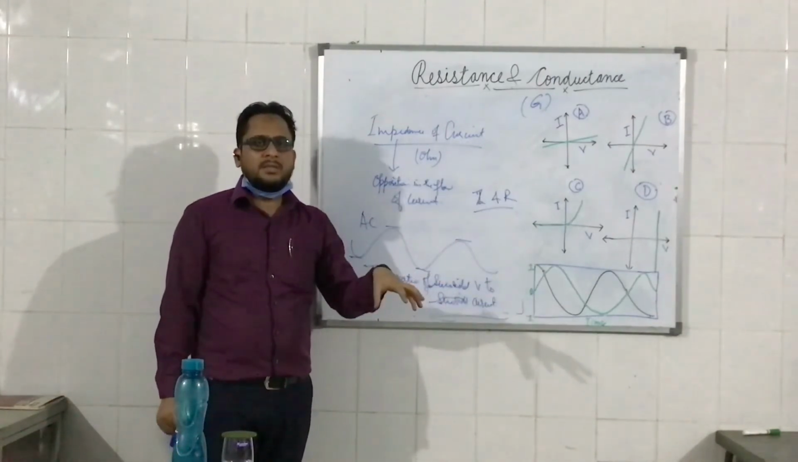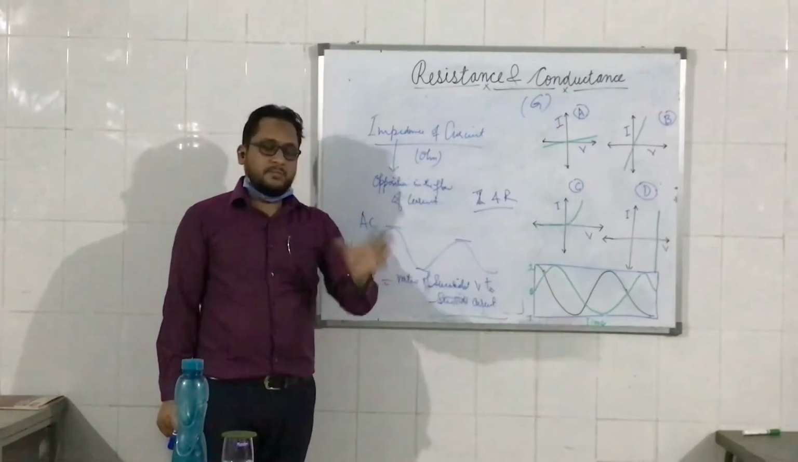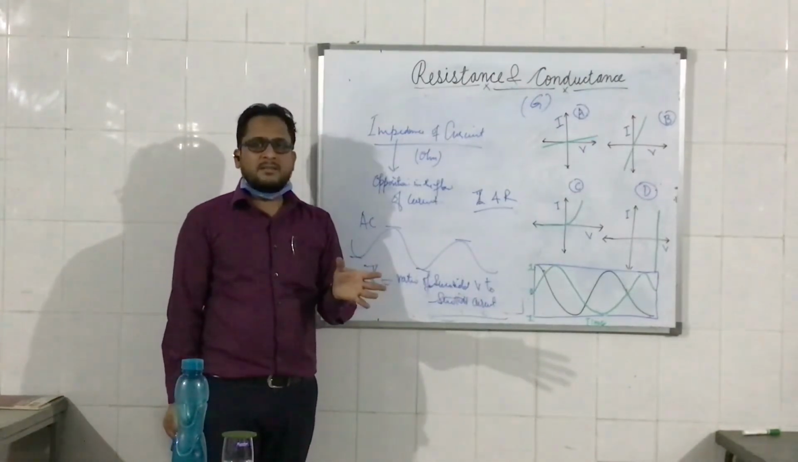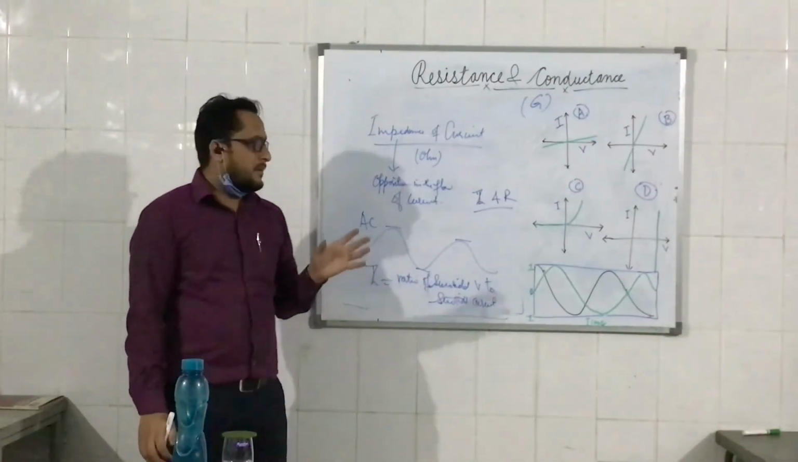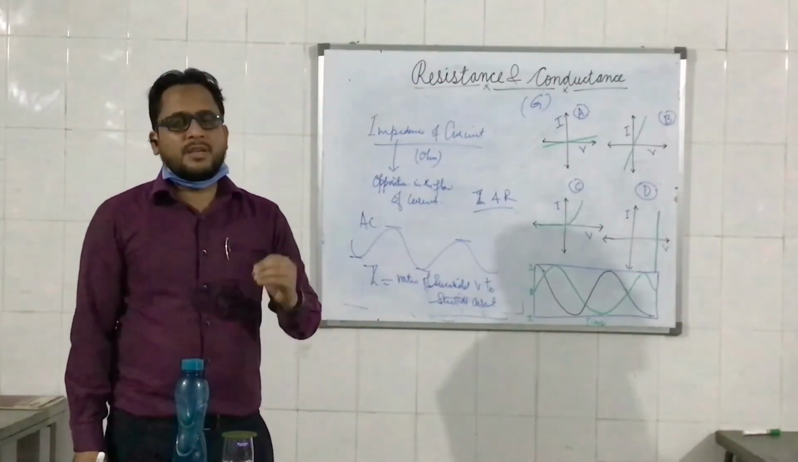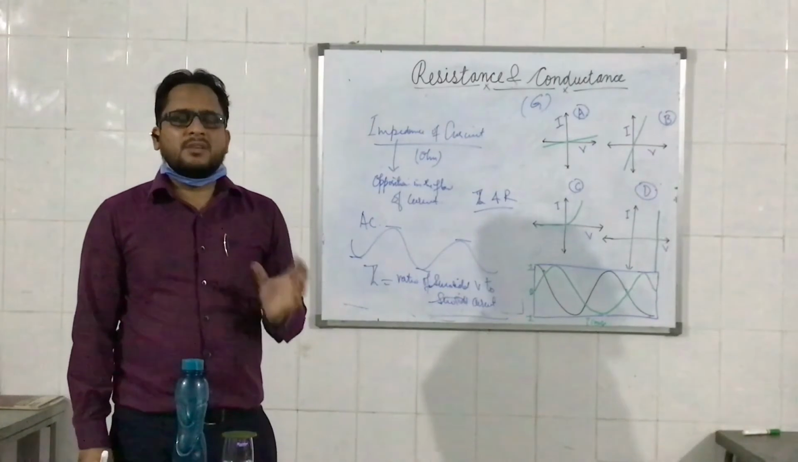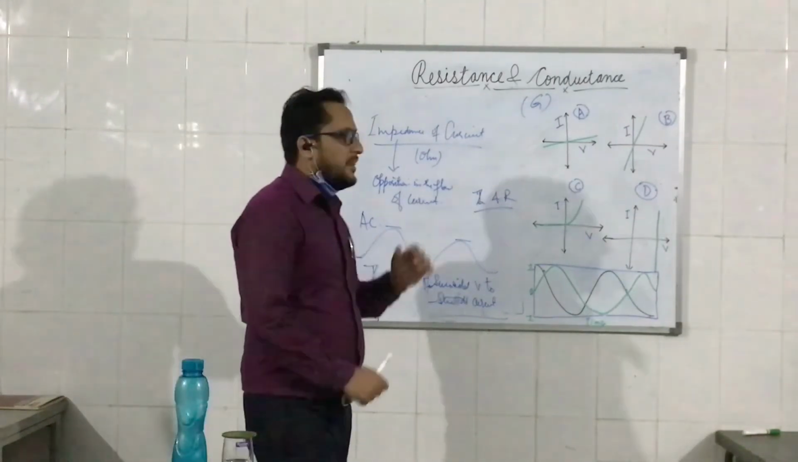So this is the basic difference: impedance has magnitude as well as direction, while resistance only has magnitude. In case of DC, since phase is same, both resistance and impedance are same, while in case of AC circuit, impedance is quite different, and it is equal to the ratio of sinusoidal voltage to the sinusoidal current. This is a brief information about resistance, conductance and impedance of the circuit.